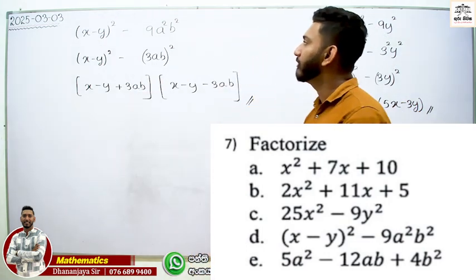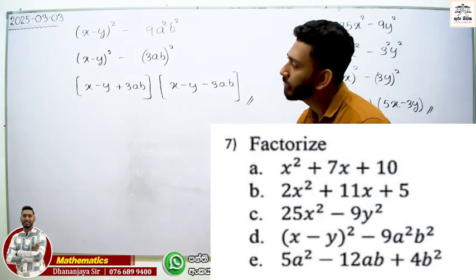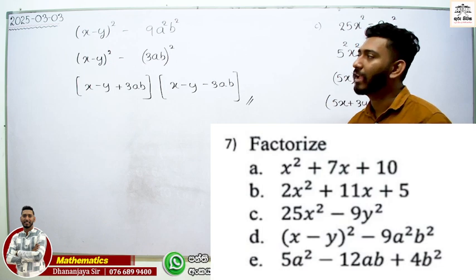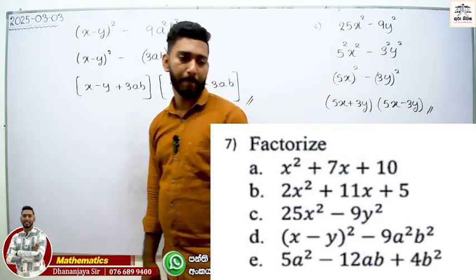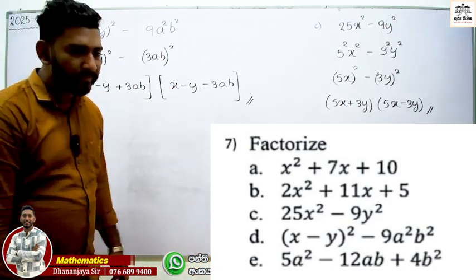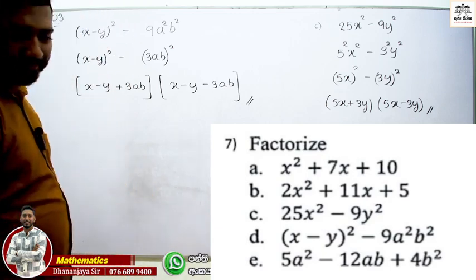How about the difference between two squares? There are no common factors. We can write it as this: x, y, and a, b. There are three different terms. Three different terms.